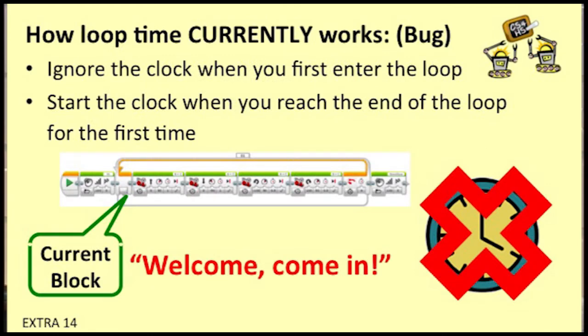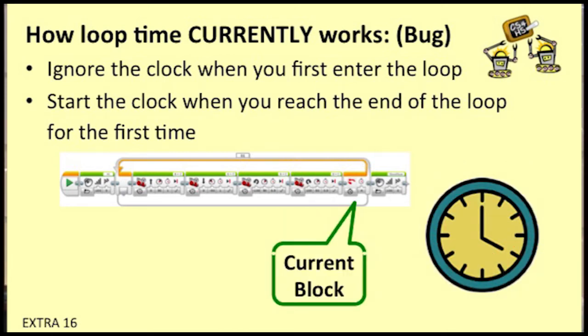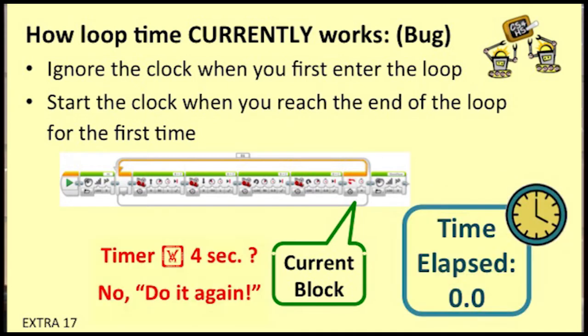So as we enter the loop, no clock. And the first time we proceed through the loop, no clock. It's only when we arrive at the end of the loop for the first time that we turn on the clock. Then we immediately compare the clock with the 4-second time limit. Not surprisingly, with an elapsed time of 0, we're told to repeat the loop.